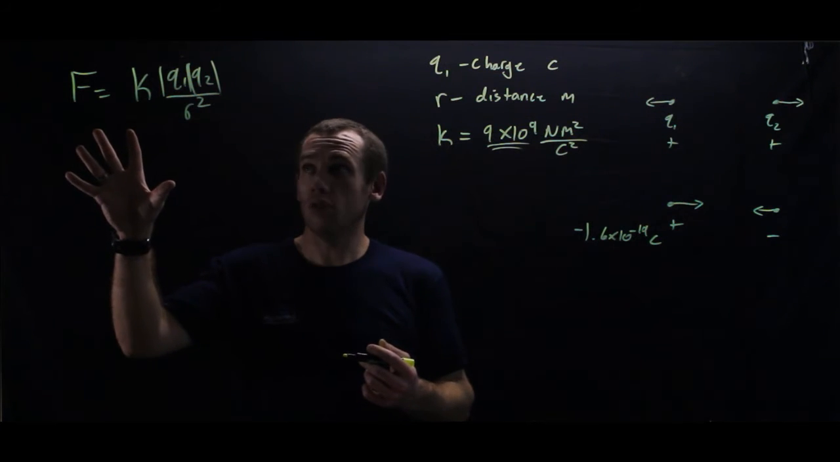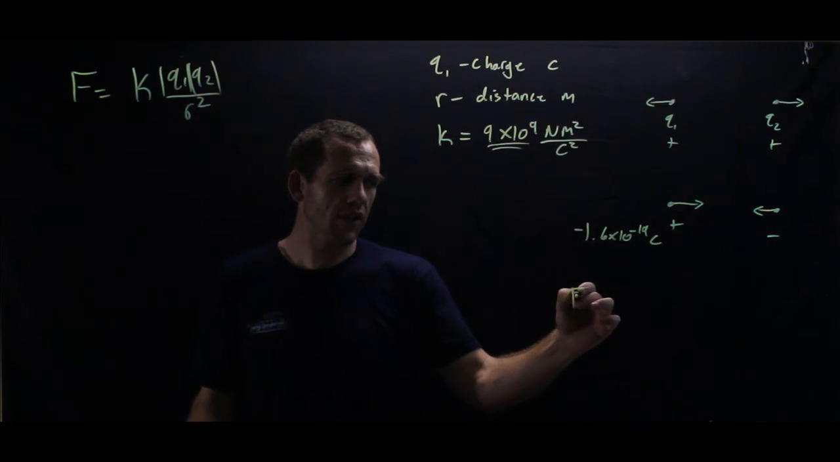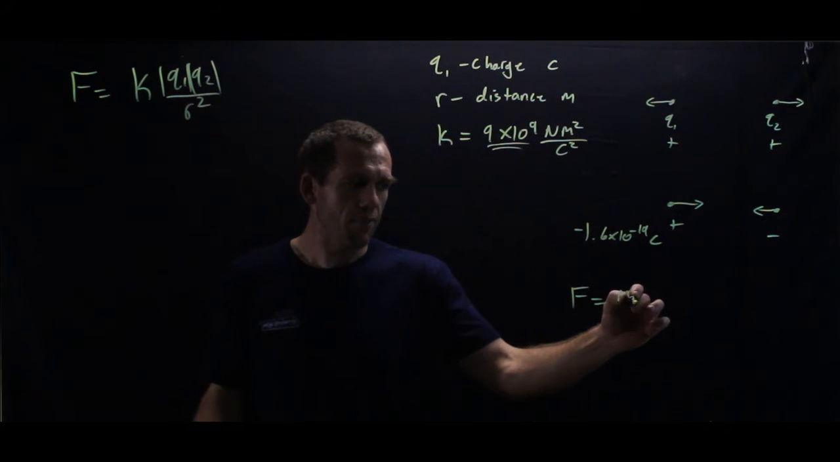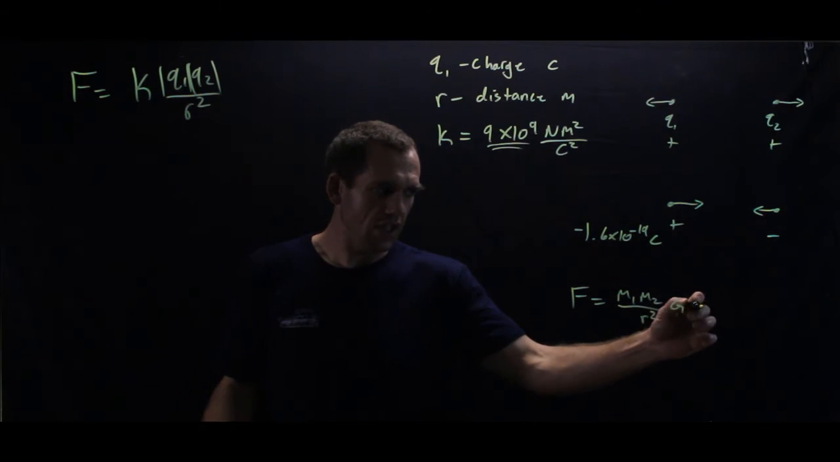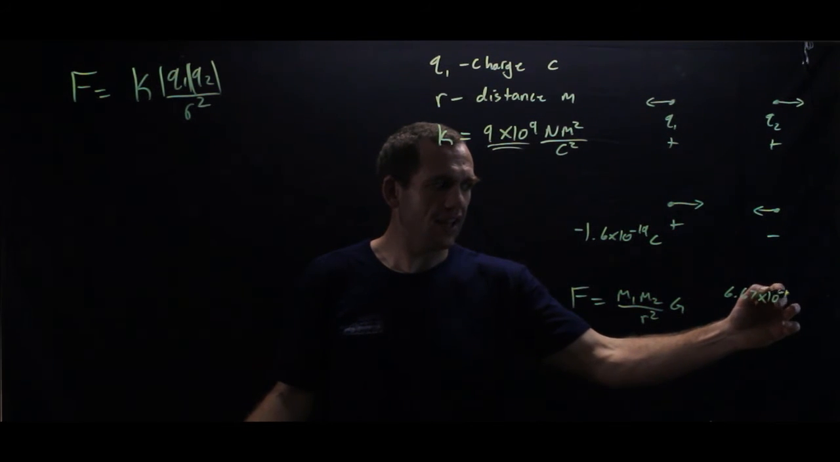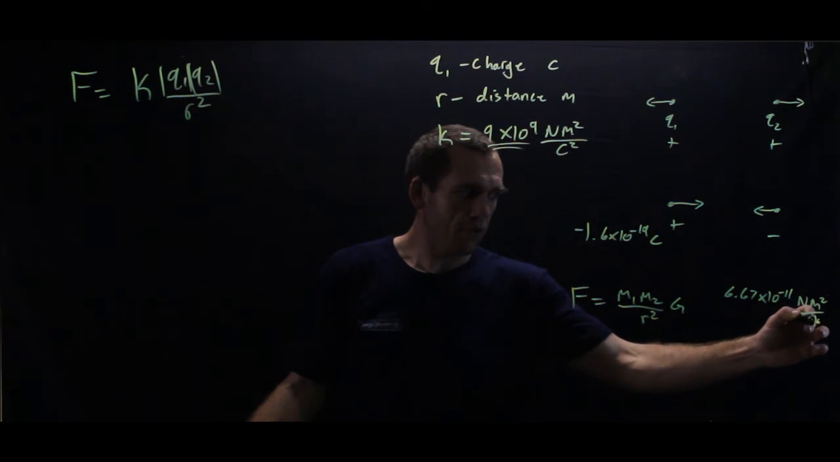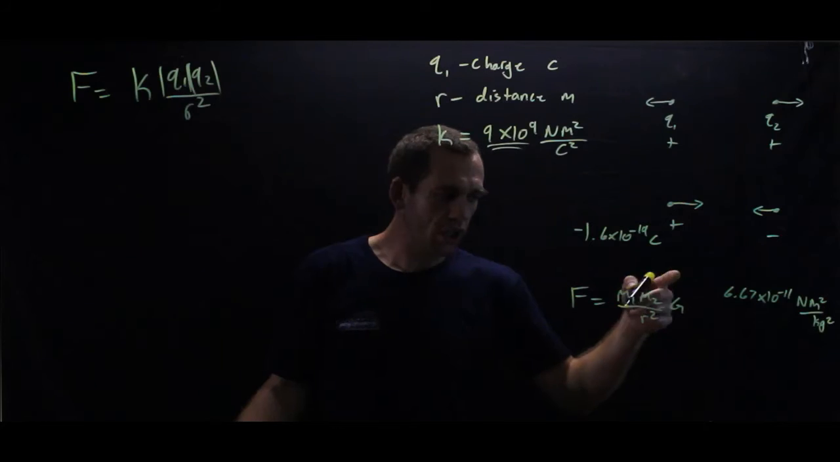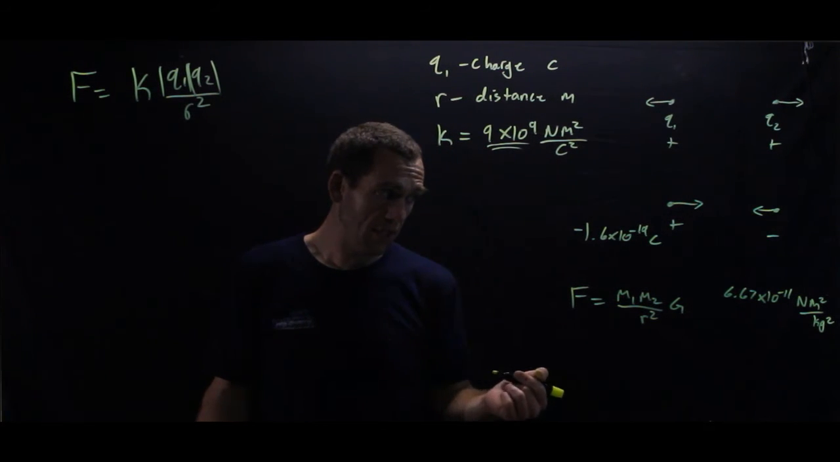This actually should look fairly familiar to you. It looks a lot like Newton's law of universal gravitation, which is F equals G m1 m2 over r squared. Of course, here G is 6.67 times 10 to the negative 11th newton meters squared per kilogram squared. M1 and M2 are, of course, the masses, and r is, again, the distance between them in meters.